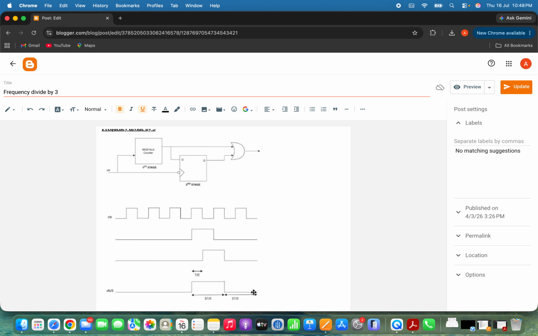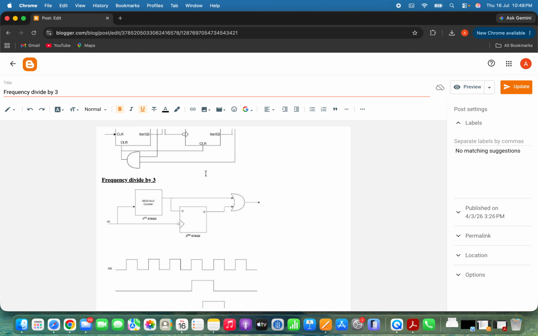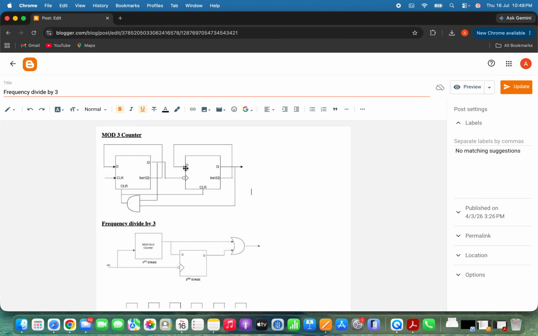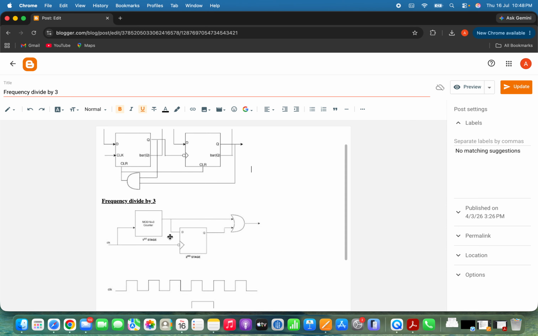So to summarize, we first built a mod 3 asynchronous counter using two D flip-flops operating in toggle mode. Then we sampled the counter output using a negative edge trigger D flip-flop, introducing a delay of T/2. Finally, by performing an OR operation on the original and delayed signals, we obtained a divide by 3 output with an exact 50% duty cycle. This technique is widely used whenever an odd frequency division with a symmetrical clock waveform is required.